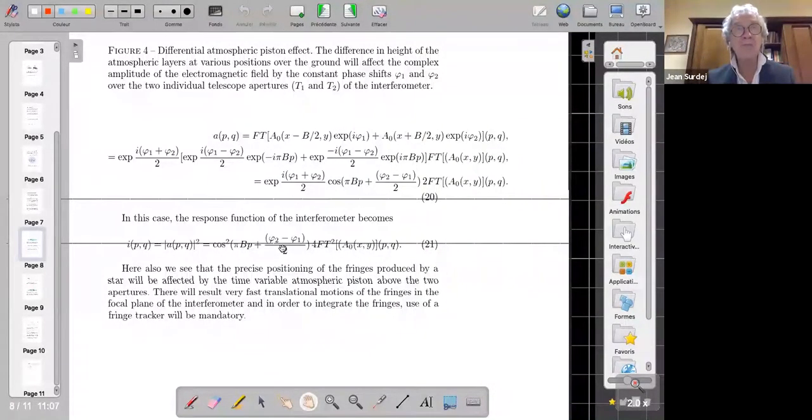And this phase shift is extremely, extremely rapid because of the motions in the atmosphere, and the typical lifetime is of the order of a few milliseconds. So every few milliseconds the thickness of the atmospheric layers varies. And what will happen in the focal plane is that the fringes will just move, on one side, on the other. You'll need a fringe tracker if you would like to integrate the fringes. And you see how difficult it will be to determine the value of beta 1-2, the intrinsic source phase shift.